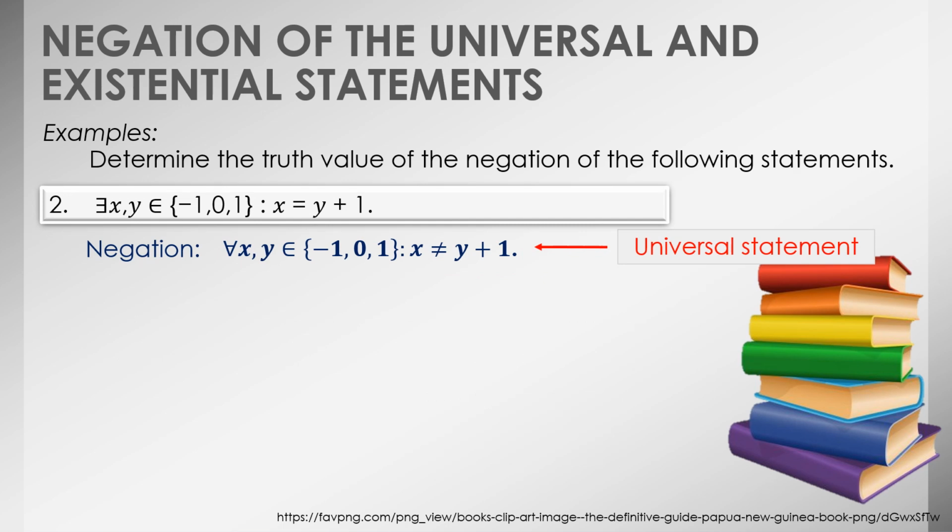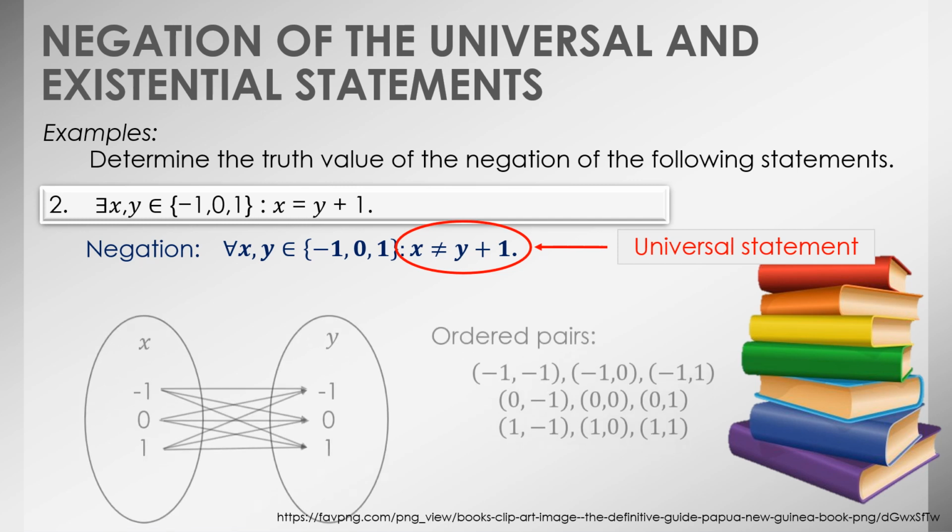For the next one, the negation is a universal statement. Thus, for this negation to be true, we must show that for all values given for x and y, this statement is always true. Just like what we did in the previous example, where the involved variables are x and y, we will also be constructing ordered pairs consisting of the values of x and y.